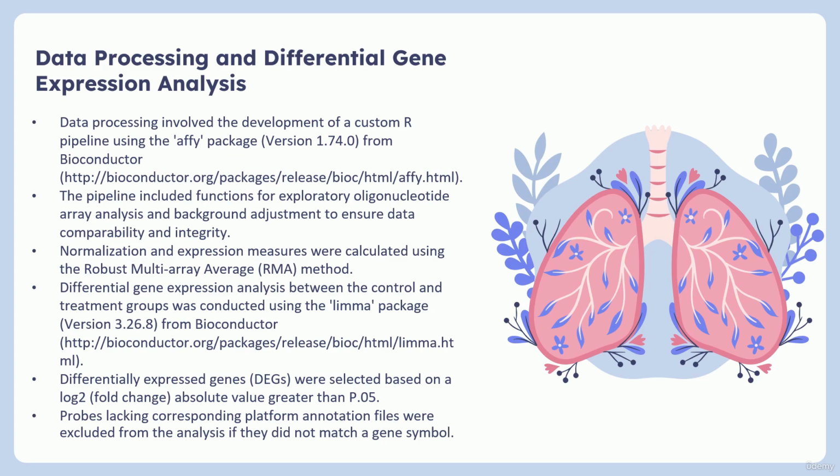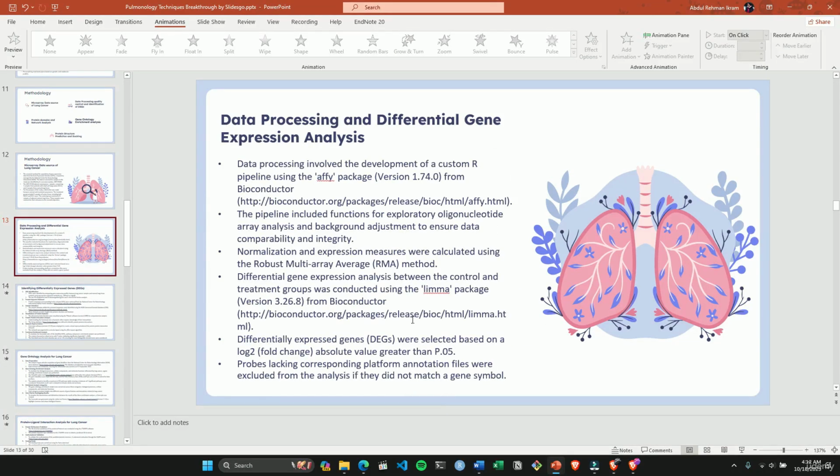Normalization and expression measures were calculated using the robust multi-array method, which is a method that we use to normalize the data. Differential expression between the control and treatment group was conducted using the limma package, and the differentially expressed genes were selected based on log2 absolute value greater than 0.5. Probes lacking the corresponding platform annotation file were excluded from the analysis if they didn't match a gene sample. So that's how we can get the data processed using R.